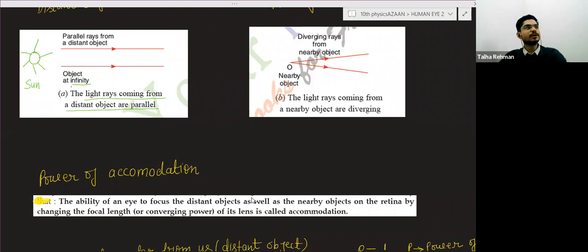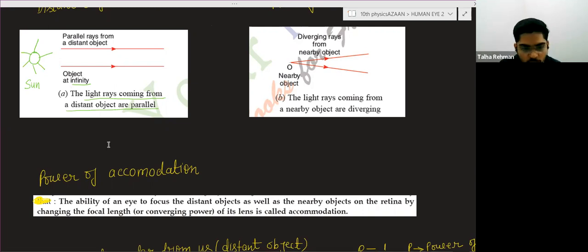If I try to watch an object like the moon, the power of my eye lens will be less. Why less? Because from the moon, the rays entering into my eye are parallel, and for converging the parallel rays, less power is required by the lens.